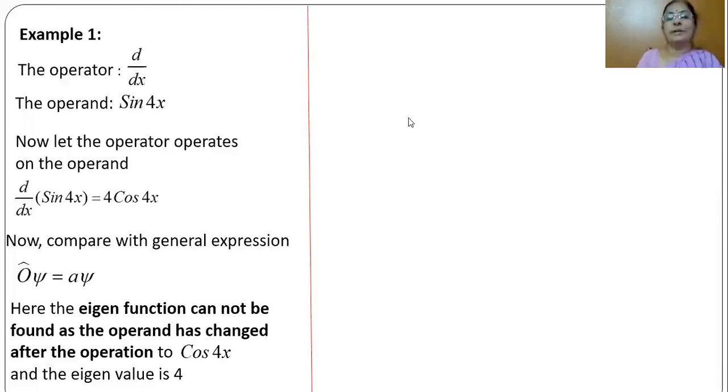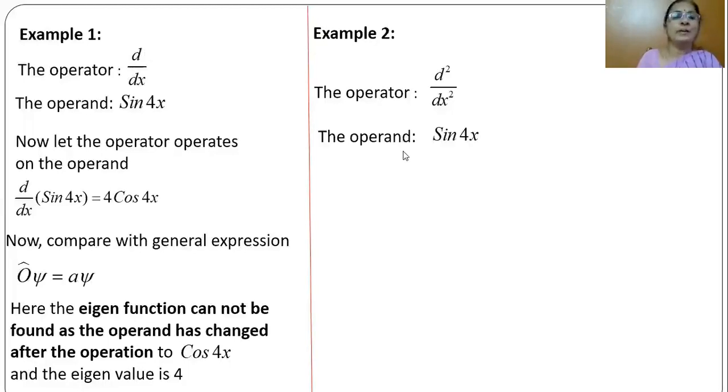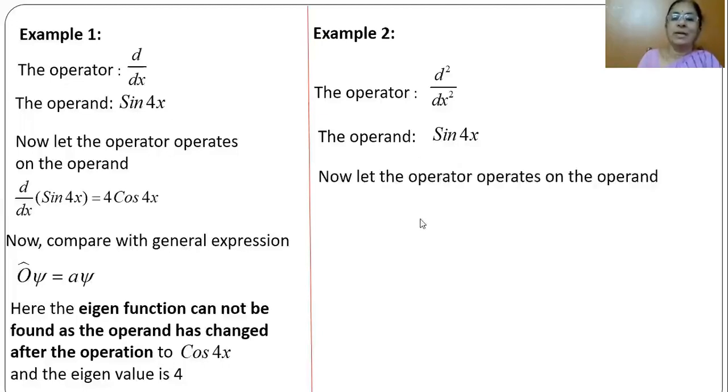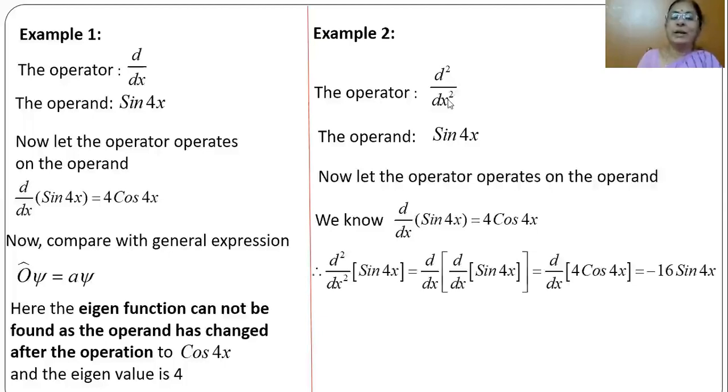The same problem, let us now discuss in another way. Let the operator be d squared by dx squared. Here we took first order differentiation; here we are taking the second order. Let the operand be the same function you have taken, sine 4x. Now you allow the operator to act on this operand. So the operator d squared by dx squared of sine 4x.